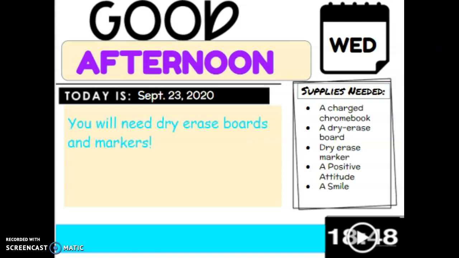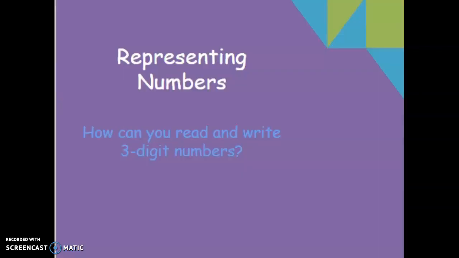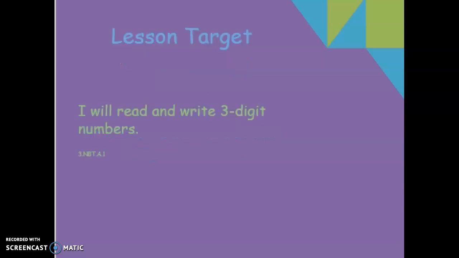So today we're still representing numbers. You're going to be able to find the learning targets, why we need to know this, and how we're going to apply it in problems that we're going to be solving in math class. But today your learning target is still the same as it was yesterday. I will read and write 3-digit numbers. Now today we're going to be taking our 3-digit numbers and we're going to be writing them in words.